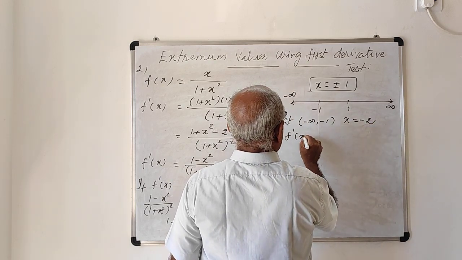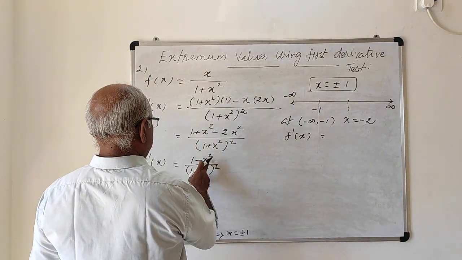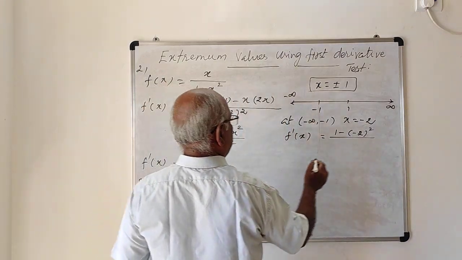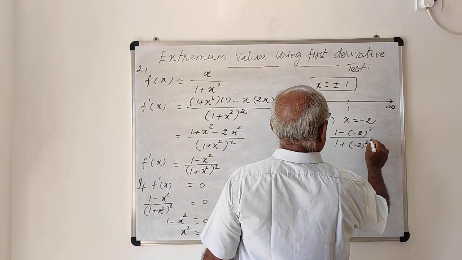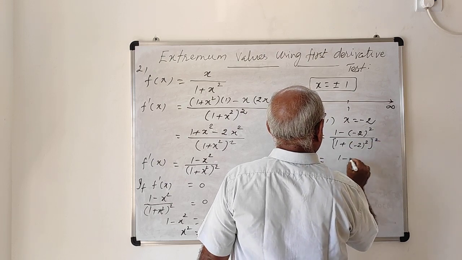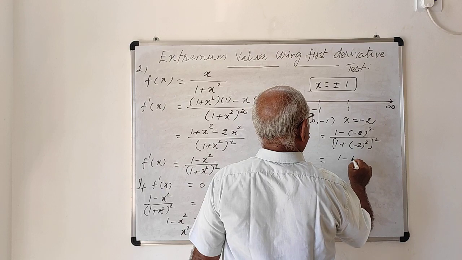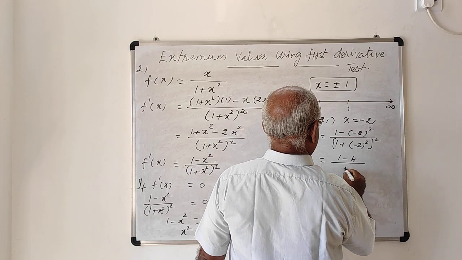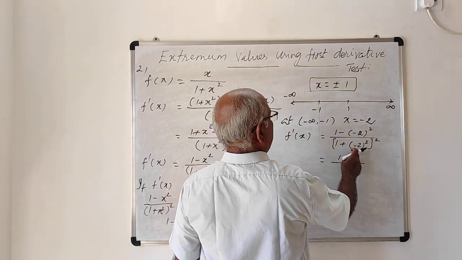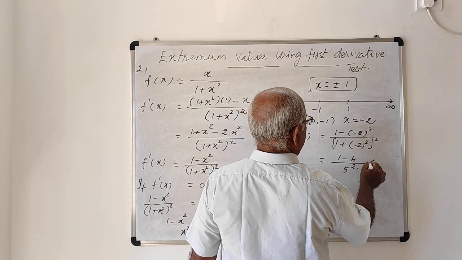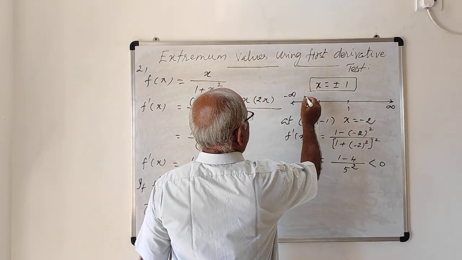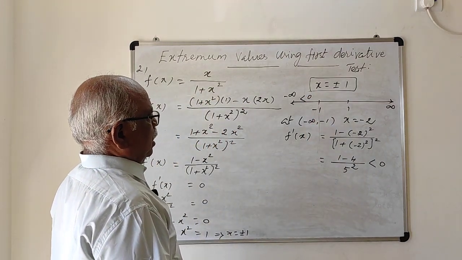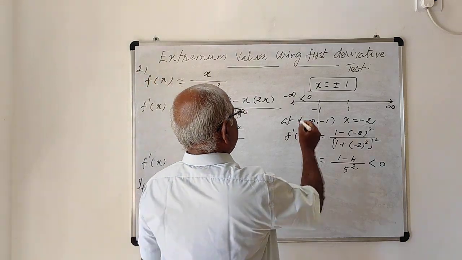F dash of x is (1 minus x square) by (1 plus x square) the whole square. With x equal to minus 2, that is 1 minus 4, since minus 2 whole square is plus 4, by 4 plus 1, 5 square, which is 25. So minus 3 by 25, which is negative. So in this interval, f dash of x is negative. Therefore, the function is decreasing.